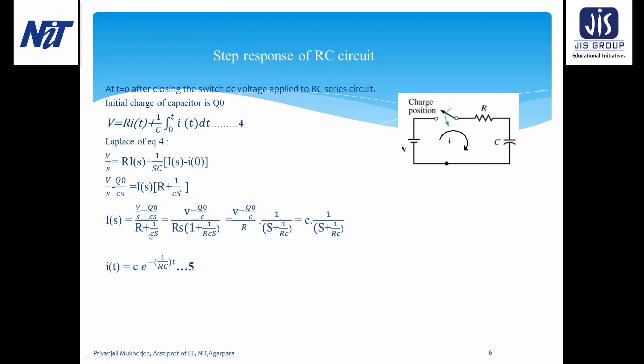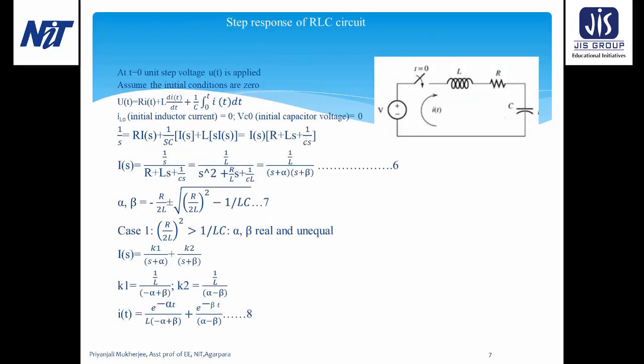From this we can find the current equation: I(s) equals V by s minus Q0 by Cs, divided by R plus 1 by Cs. After solving this we can find the constant value C divided into 1 by s plus 1 by RC. Taking the inverse Laplace transform, we can write i(t) becomes C into e to the power minus t divided by RC. So this is the step response of an RC circuit, and this is the current equation, the current flowing through the circuit.